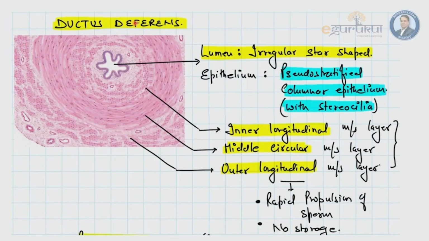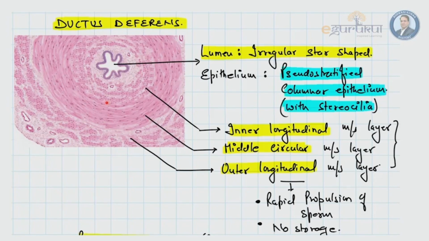So during ejaculation, we need to have this strong smooth muscle around the ductus deferens so that it can very powerfully squeeze the ductus deferens and propel the sperm out of it, taking it to ejaculation. So for the rapid propulsion of the sperm, and there is no storage in it, that is the purpose of having this very, very thick smooth muscle coat around them. So you just see a small lumen in between, which is irregular star shaped, with pseudo-stratified columnar epithelium, and obviously with the stereocilia. And the important thing is that the smooth muscle present around is the one which is propelling the sperm out of it.